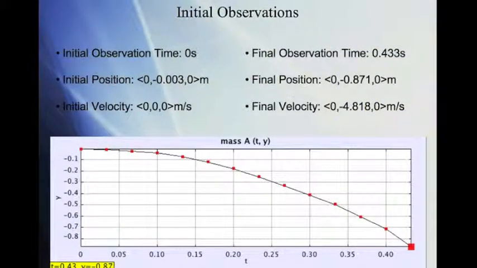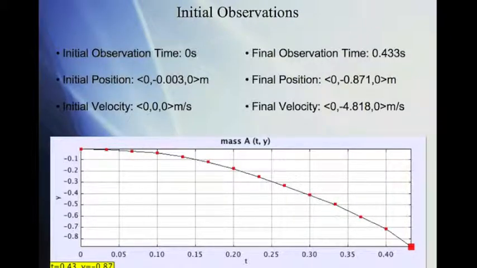My initial observation time is 0 seconds. The initial position on the y-axis is negative 0.003 meters. The initial velocity is 0 meters per second because it's starting from rest. The final observation time is 0.433 seconds. The final position is negative 0.871 meters. And the final velocity I calculated by taking the change in displacement over the change in time of the last 2 frames of the video, which gave me negative 4.818 meters per second.